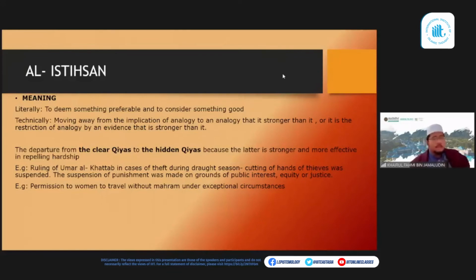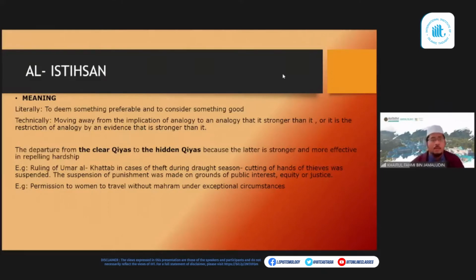So let's get an example here. During the period of Umar al-Khattab, I think I have mentioned this case in the previous class, about the theft cases that happened during the drought season. Usually, if someone has been caught for stealing and fulfills the conditions of the stealing act, of course the punishment will be cutting off the hand. That is the ordinary rule. If someone is caught for theft, his hand will be cut off.